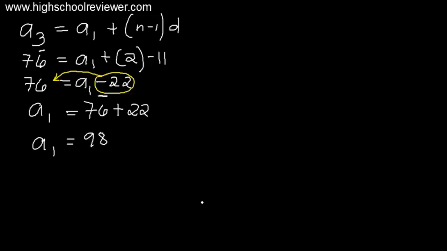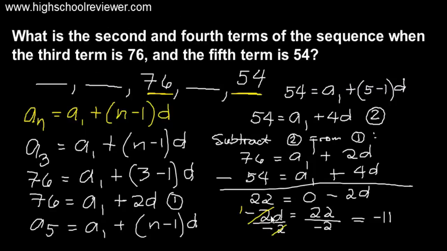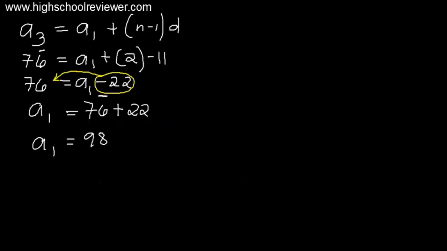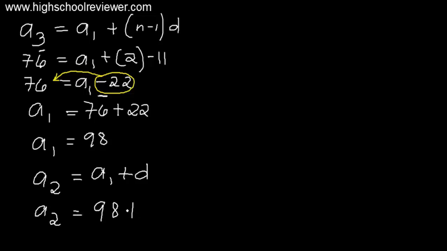Okay, so we need to find now a sub 2 and a sub 4. For a sub 2, this will be a lot easier. We are just going to add the value of d, which is negative 11, to our a sub 1. So this will just be a sub 1 plus d. A sub 2 will be a sub 1, which is positive 98, plus our d, which is negative 11. So our a sub 2 will be equal to positive 87.